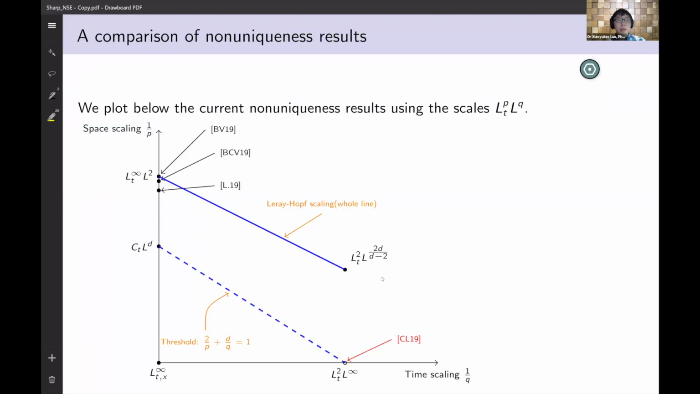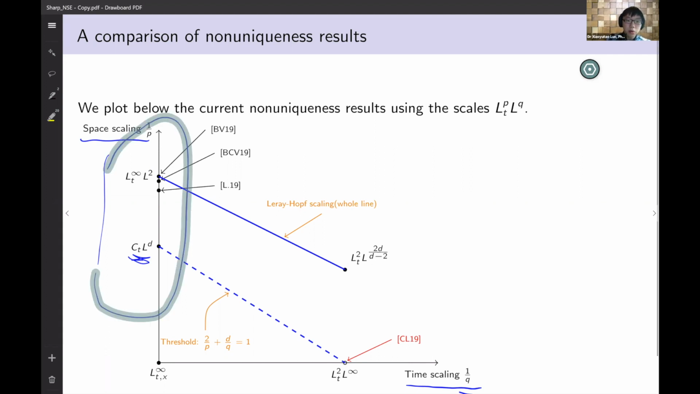So here is a graph to compare different non-uniqueness results. The horizontal axis is the time scaling index 1 over Q, and the vertical axis is the spatial scaling 1 over P. So the previous non-uniqueness results of Buckmaster-Vicol and Buckmaster-Colombo-Vicol are on this vertical axis, and they are very close to this L infinity L2 class, and the critical class is L infinity L^d. Here I take the continuity because for this class of uniqueness result we need continuity in time, but they scale the same nevertheless.